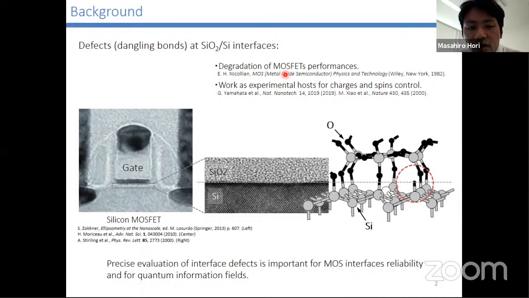On the other hand, recently, from the viewpoint of the quantum information field, it has been demonstrated that electronic charges and spin can be controlled by using the interface defects. In that case, the defects work as an experimental host. Therefore, a precise evaluation of interface defects is more and more important for MOS interface reliability and for the quantum information field.